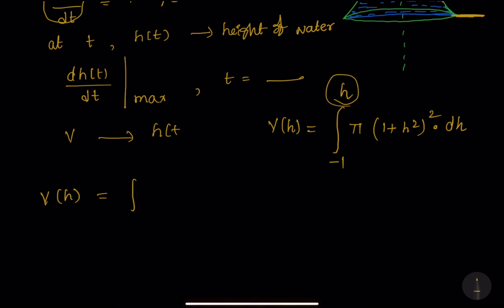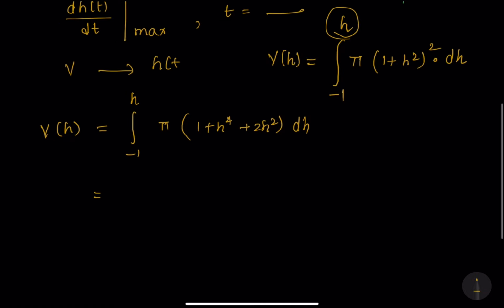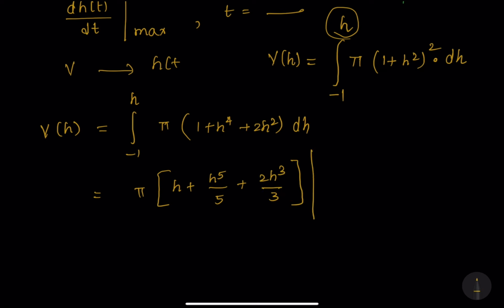So V(h) is simply the integral from -1 to h of pi times (1 plus h square) whole square, which is simply 1 plus h power 4 plus 2h square, dh. If you integrate this, you will get pi times [h plus h to the power 5 upon 5 plus 2h cube by 3], and this varies from -1 to h.